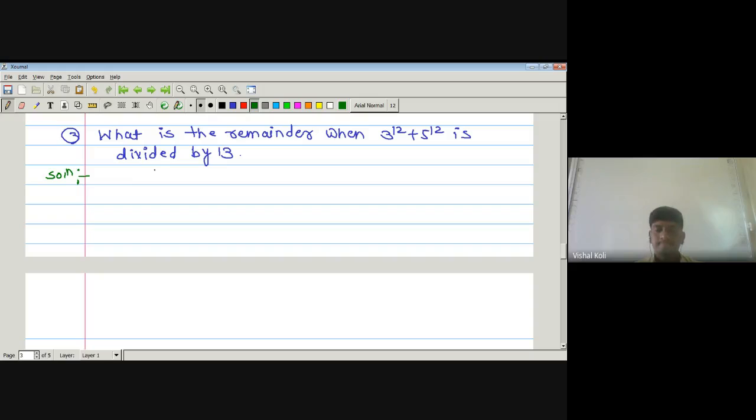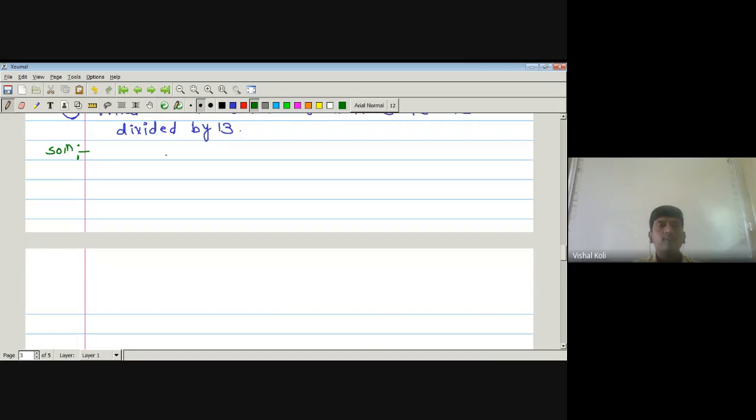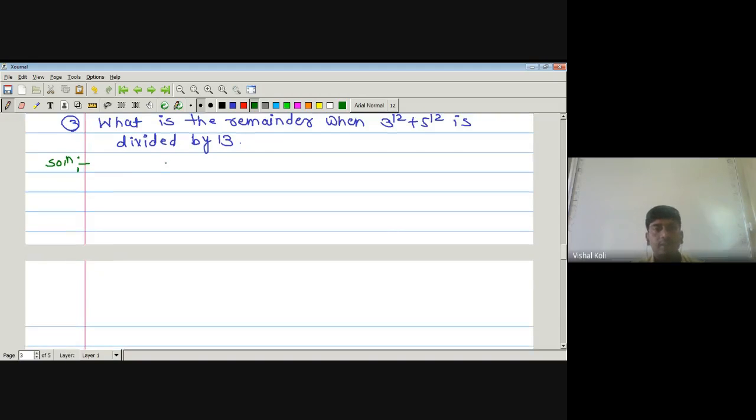Okay, what should be the value of 3 cube? 3 cube is 27, which is congruent to 1 modulo 13. What should be the remainder when 27 is divided by 13? Then what should be the remainder?